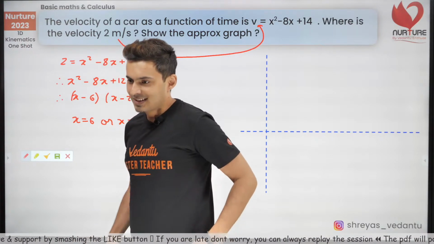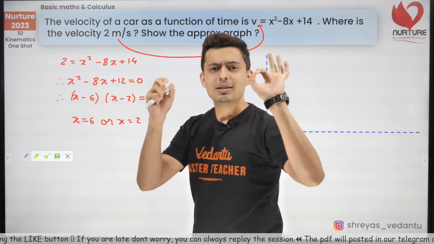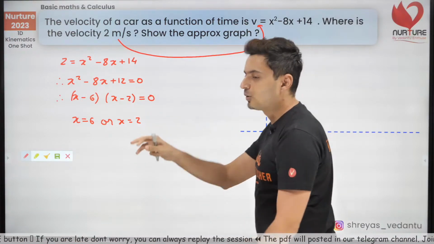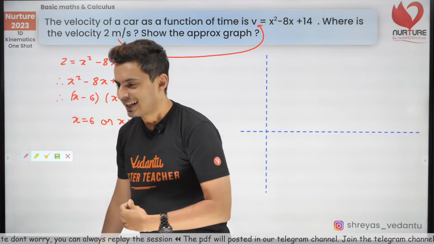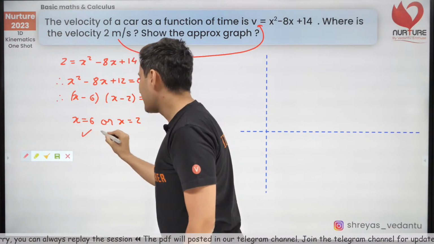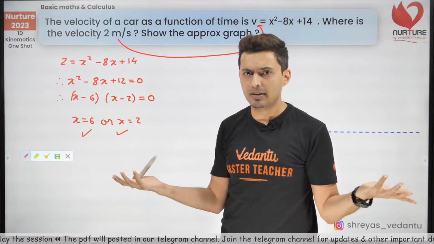No, it's not a projectile. Don't worry about whether it is projectile or not. Just look at it from mathematics point of view for now. Yeah, just look at it from physics point of view. Yes, correct. Now, will you take both the values? Yes, because x can be 2, 6, etc.